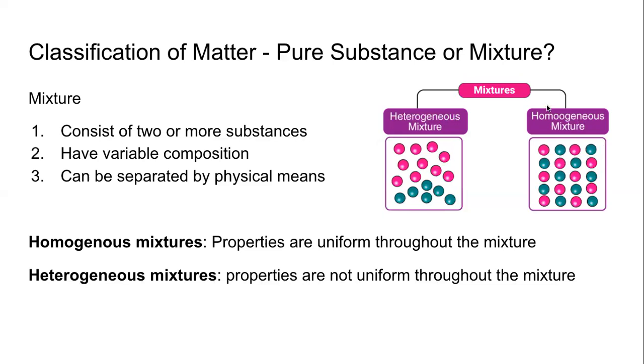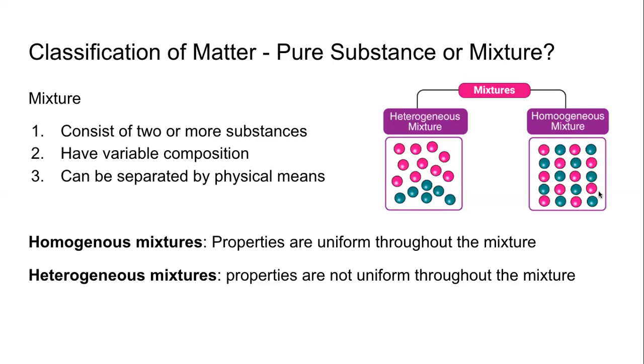And we're showing an example here. You can see that in a heterogeneous mixture of both these pink dots and green dots, we have more of the pink dots on this side of the mixture and more of the green dots on the other side of the mixture. So this isn't very uniform throughout. There's a separation. An example of this would kind of be like oil and water. They don't really mix very well, but they're put together in the same container.